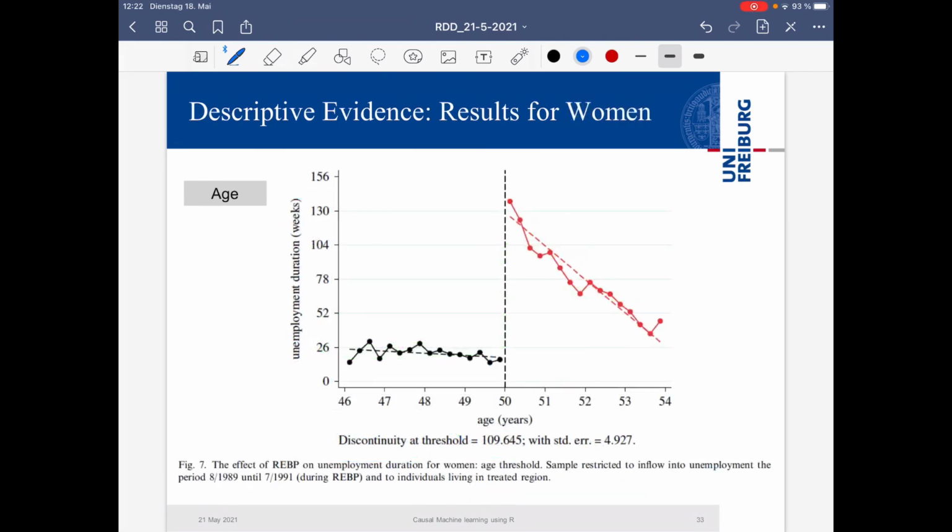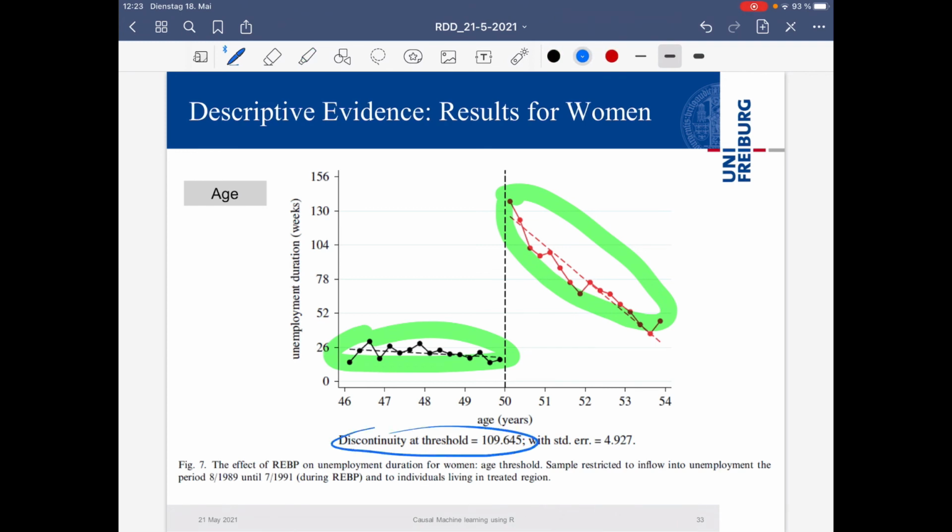So what about women? Are they really more affected by that policy change? Yes, they are. As you can see here, there is a discontinuity which is much larger. The discontinuity at the threshold is 109 weeks. Here's the cutoff point once again. So this is an amazing jump.